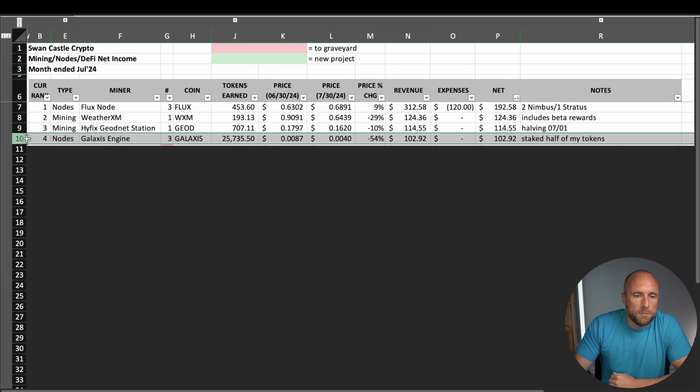All right, number 4 for the month is my Galaxis engine. You can see quite the poor price performance for the Galaxis token this month. They just went live, I think, 2 or 3 months ago, but down 54% this month.